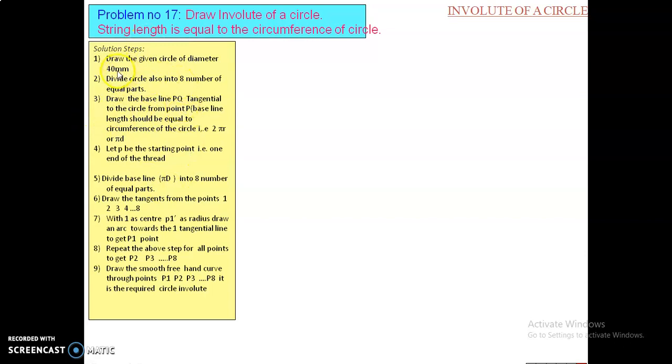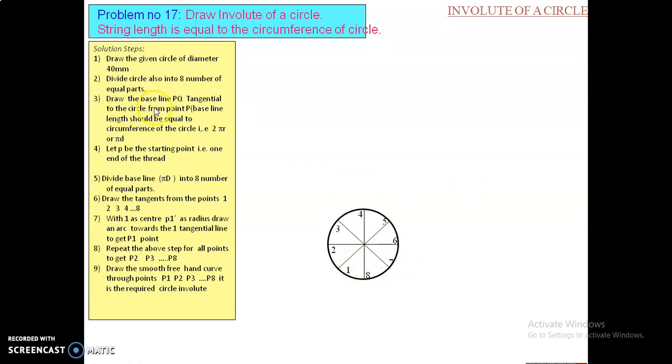First, what is the construction procedure? Draw the given circle of diameter 14. Second, divide the circle into 8 equal parts. Name them 1, 2, 3 and so on up to 8.